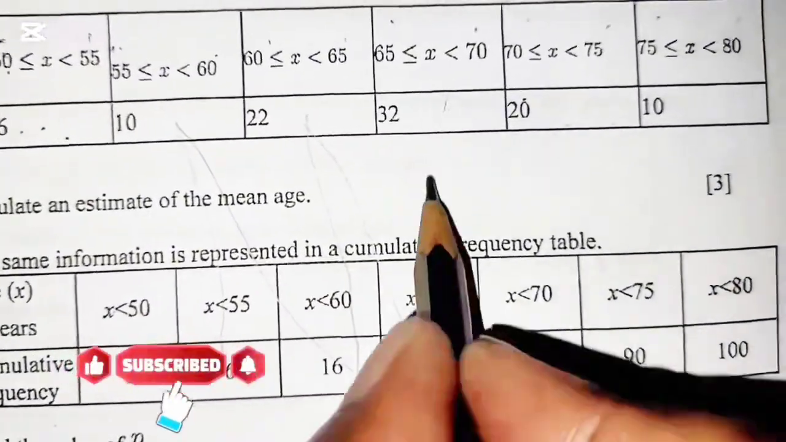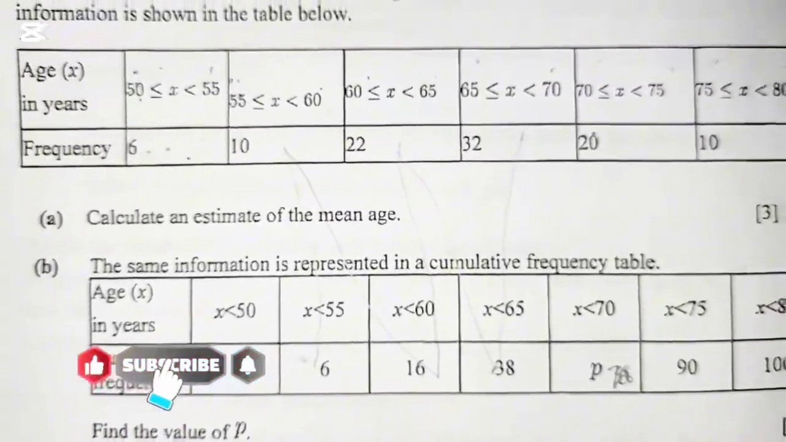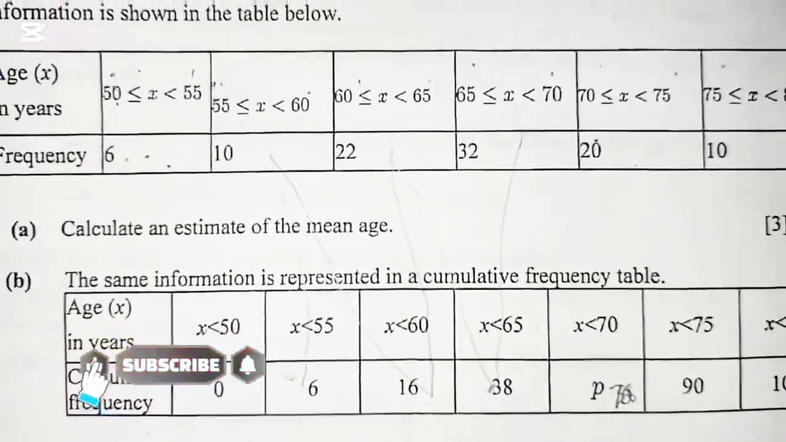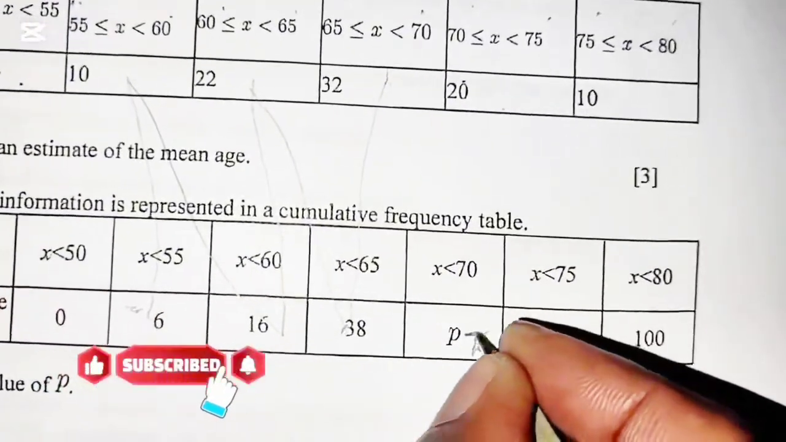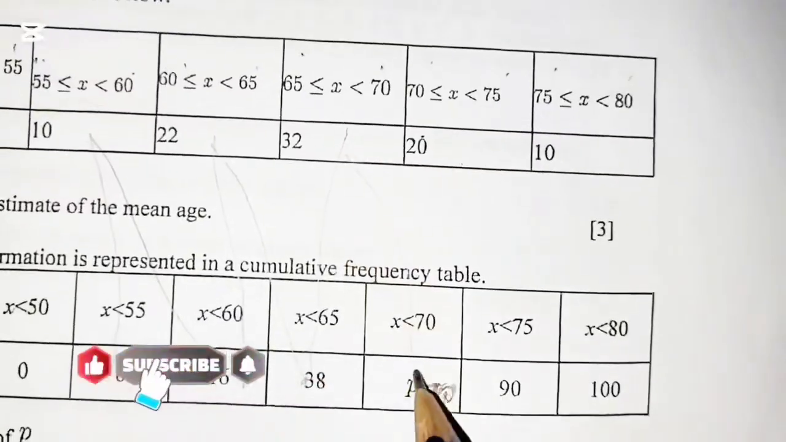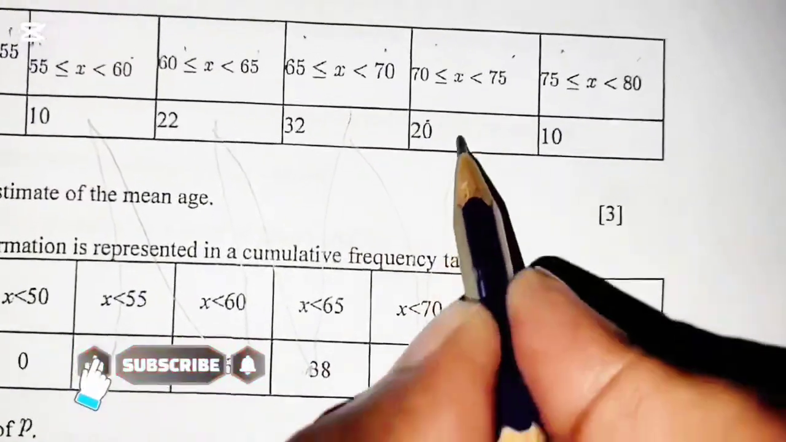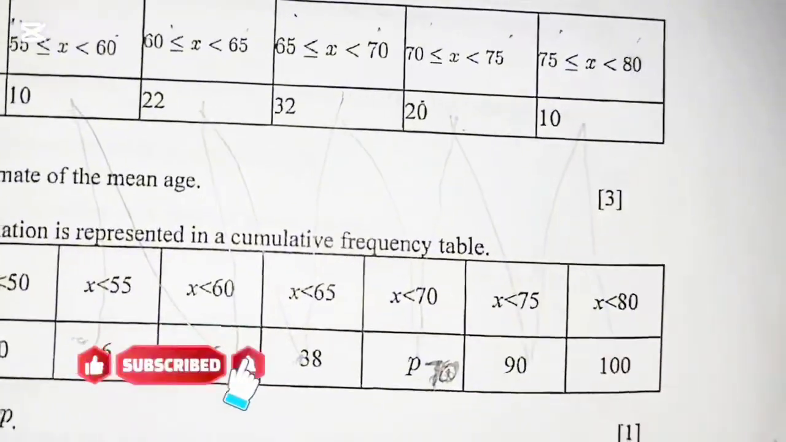So 38 plus 32, we get 70. So P right here is 70, right? So you get 70. And 70 plus 20 is 90. 90 plus 10 is 100.